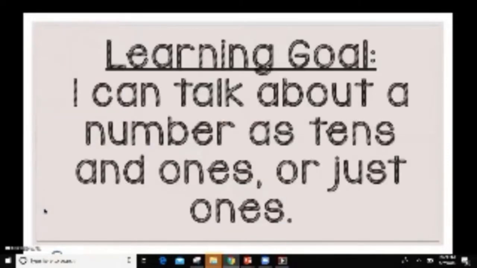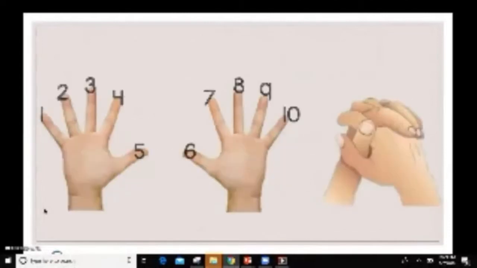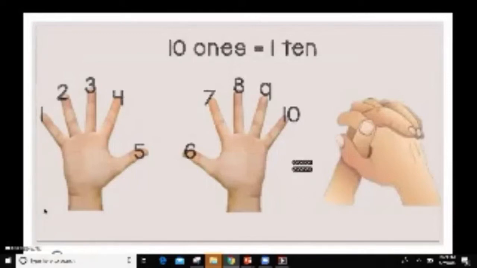Today our learning goal says that by the end of this video, you'll be able to say, I can talk about a number as tens and ones or just as ones. What does that mean? Well, it goes back to our counting sticks. If I have counting sticks all spread out and I count them one at a time, that's just like counting by ones. But when I put them into a group, that's where I start talking about tens. And 10 ones is equal to 1 ten, or one group of 10. It's the exact same thing, just instead of spread out like they're on our fingers, they're clumped together in a group.